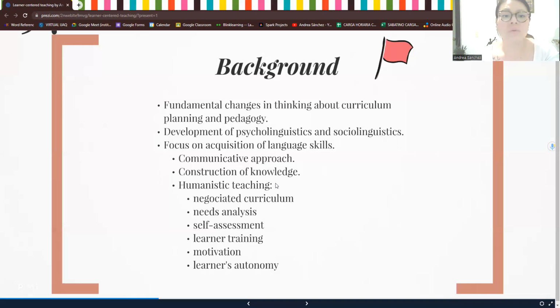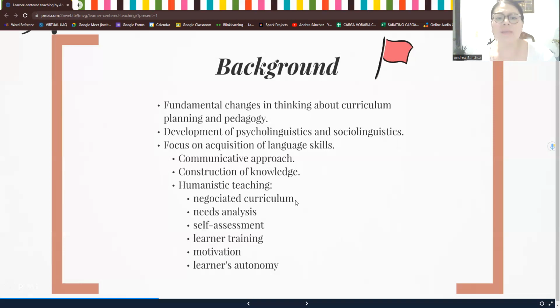So that's the humanistic approach a little bit, and more specifically these following points, which is the negotiated curriculum. The curriculum, if you remember, we were discussing that it's basically all the subjects, all the contents that are part of one program. For example, a university degree. I gave you the example of the curriculum in Lenguas Modernas en Inglés, right? Which is all the subjects with all its contents.